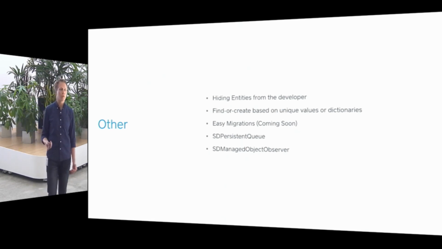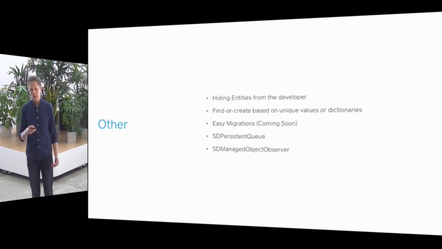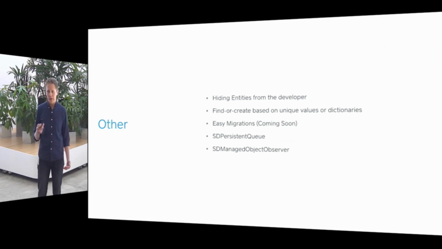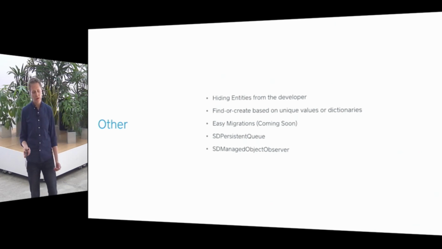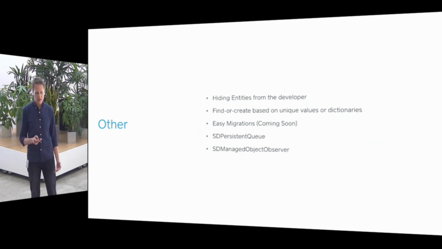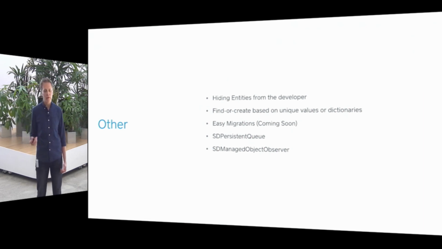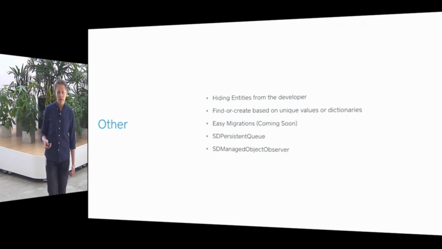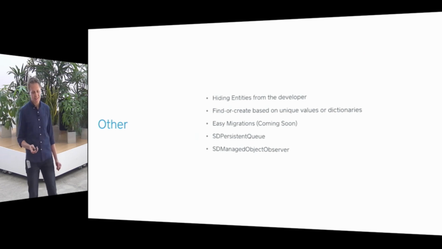This is also nice because it removes more stringly typed code, so you're not looking up by entity name, you're looking up by class. We have find or create based on unique values or dictionaries, because usually when you're processing API responses, you have to do the usual: does this object exist? Okay, get it. Or does this object exist? No, create it. We turn this into a one-liner via the objects of class APIs.